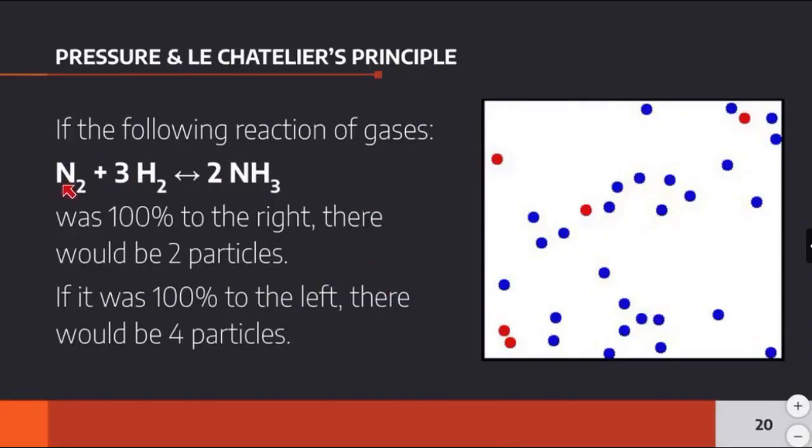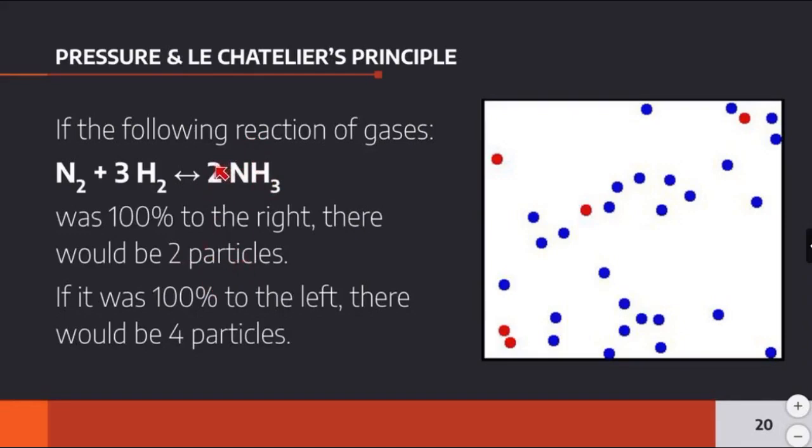So let's assume we have this particular reaction. N2 plus 3H2 yields 2NH3. Let's imagine that this reaction was 100% on the right side. It had gone all the way over to the right, nothing left on the left. Since it's 2 NH3s, there would only be two particles there.